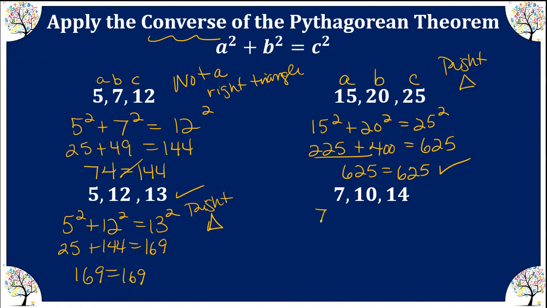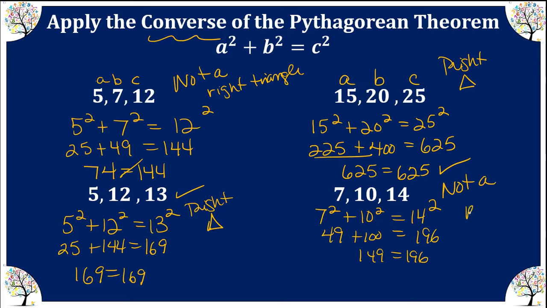And then lastly, we have 7 squared plus 10 squared equals 14 squared. 49 plus 100 equals 196. 149 equals 196. No. So this is not a right triangle. And again, that's using the converse of the Pythagorean theorem.